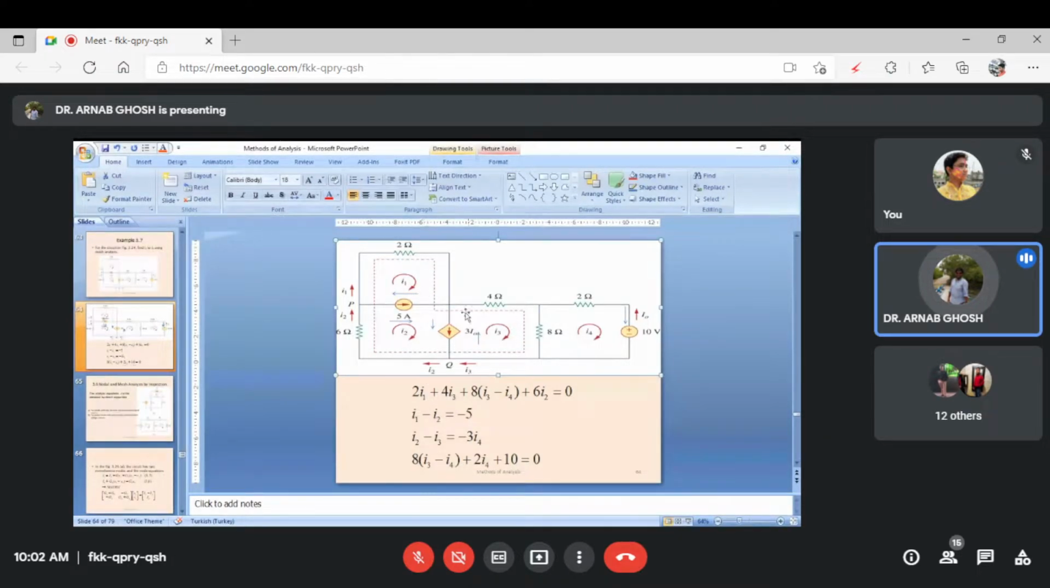So 2I1 plus 4I3 plus 8I3 minus I4 plus 6I2, that is equal to 0. So this first equation is considering this as the entire loop. Second and third equation are just the constant equation based on the currents, and the fourth loop is based on this equation, 8I3 minus I4 plus 2I4 plus 10 is equal to 0. Just this equation.